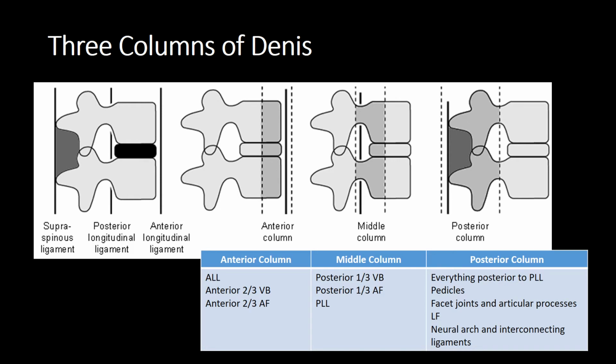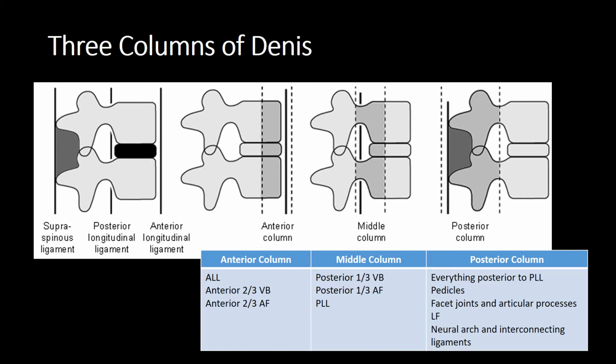Okay, so we briefly talked about the 3 columns of Denis on a cervical presentation, but we'll just quickly recap it. The principle behind the 3 columns of Denis is that if you injure one column, then your injury is considered to be stable. However, if you injure 2 columns or more, then this is considered to be an unstable injury.